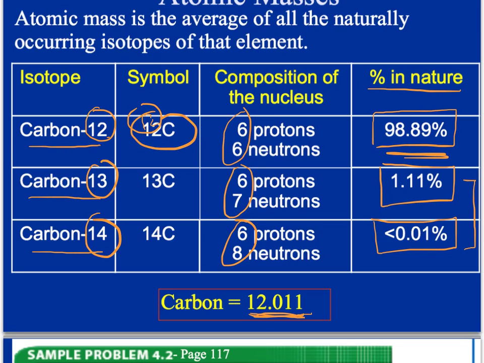So if we were to take 12 plus 13 plus 14 and add them up, and then divide by 3, we'd come out with 13. But notice, since we're taking into account the percent abundance, how often they occur in nature, our atomic mass is closer to 12. And we'll see a little bit more of that on the next slide.